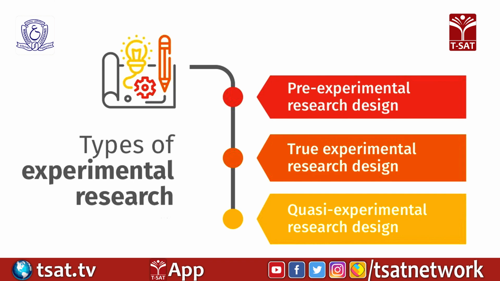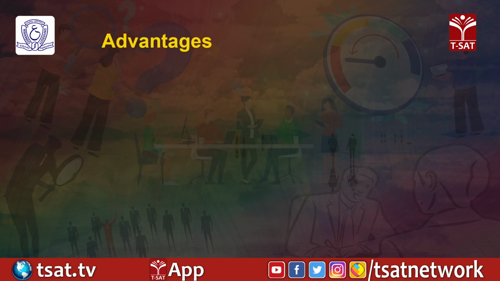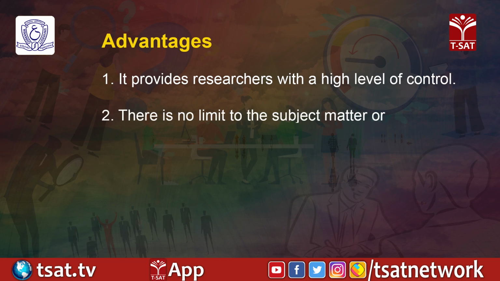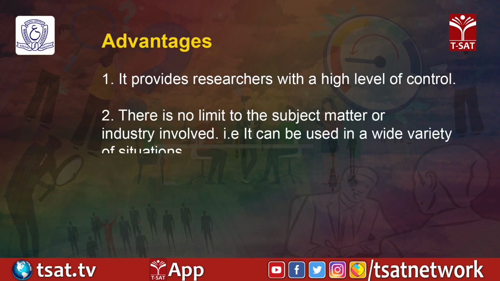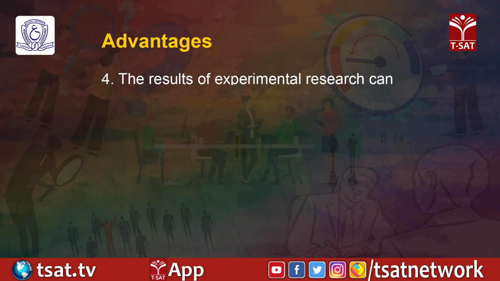Now that we have understood how the experimental research method works and what the types of experimental methods that can be used in research are, let us look at the advantages and disadvantages of the experimental method. The advantages are: 1. It provides researchers with a high level of control. 2. There is no limit to the subject matter or industry involved. That is, it can be used in a wide variety of situations. 3. Experimental research provides conclusions that are specific. 4. The result of experimental research can be duplicated.